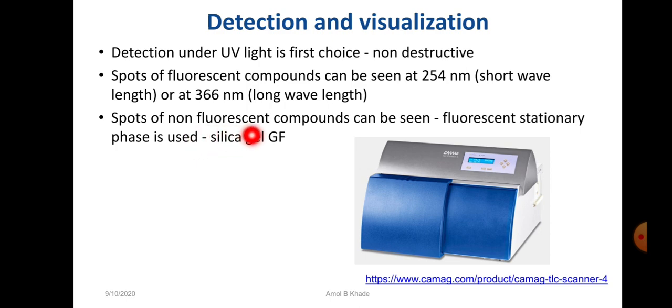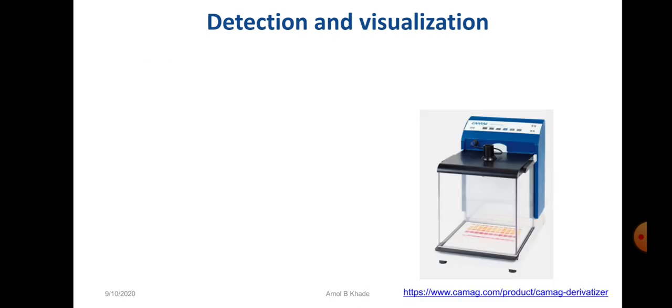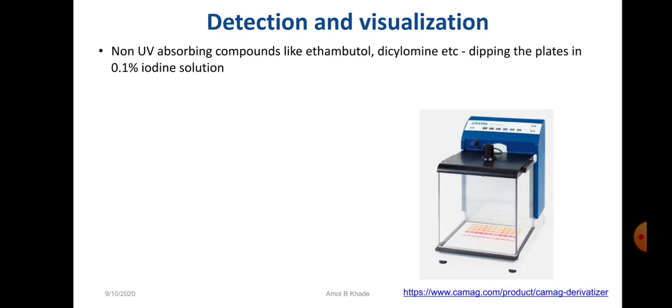Now spots of non-fluorescent compounds can also be seen with a fluorescent stationary phase, that is silica gel GF. In this case, we already have the fluorescent material. When we are observing under the UV light, the fluorescent material which is already mixed in the silica will show fluorescence, and the non-UV active compound which has been separated on the stationary phase will remain dark. And that is how we can identify even the non-UV active compounds utilizing silica gel GF as the stationary phase.